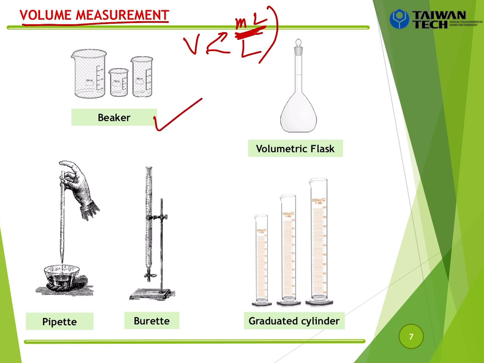So we may use the beaker, we may use the volumetric flask, we may use the pipette, we may use the burette, or we may use the graduated cylinder. I will tell you what we use and how to use, okay? And you should check it carefully, and when you come to the lab, you should know which one can be used and which one cannot be used for different purposes, okay? And how to read the result, okay?